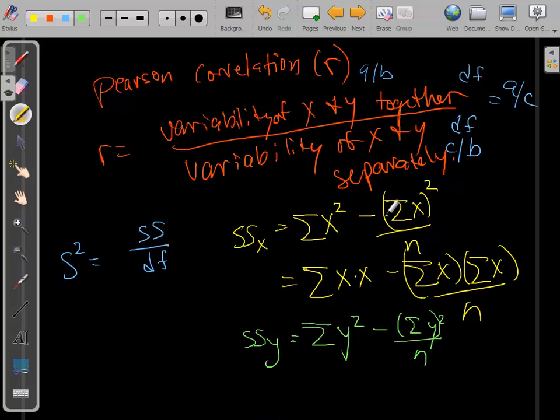Okay, and so the idea is when we want to describe the variability together, we need a sum of squares for that togetherness. What we could do is replace one of the x's, maybe this one, with a y, and this one with a y, and so we create the sum of squares for the joint x and y, and we're going to call that SP, for the sum of the products. The sum of squares references x squared and then the sum squared, and now we have a product: x times y, and the sum of x's times the sum of the y's.